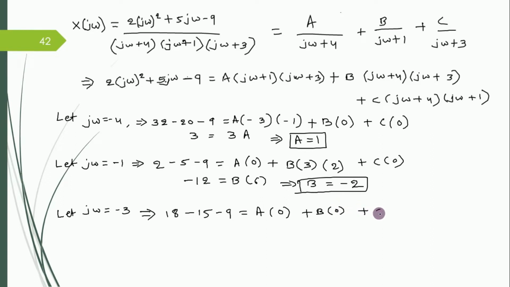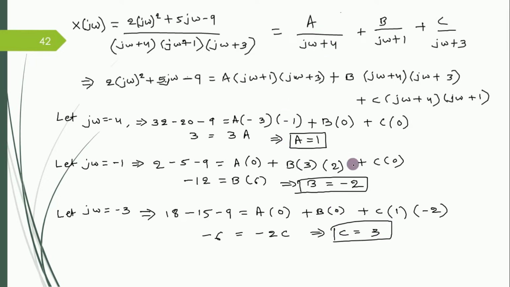Now c's value is, we have substituted minus 3 plus 4 is 1, minus 3 plus 1 is minus 2. So we get 18 minus 15 is 3, 3 minus 9 is minus 6. This is equal to minus 2c. Therefore, c is equal to 3 is the answer.